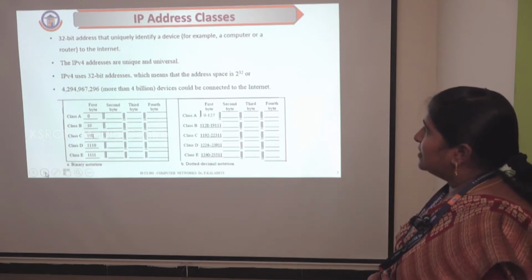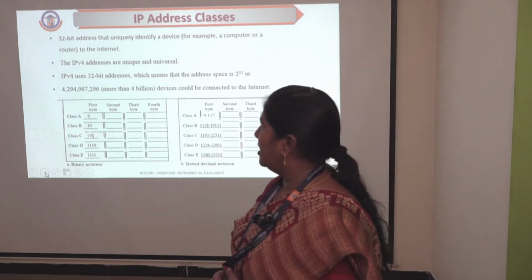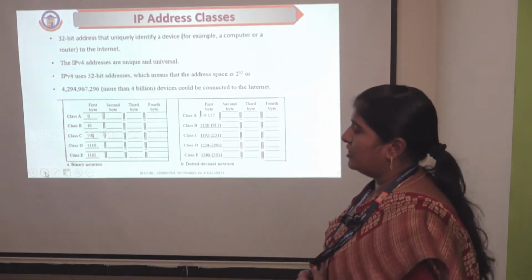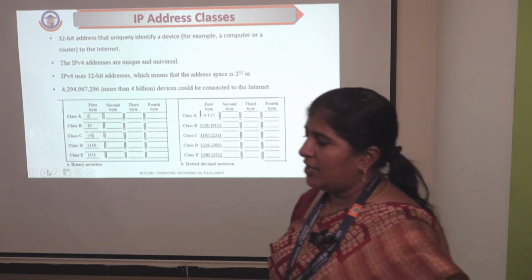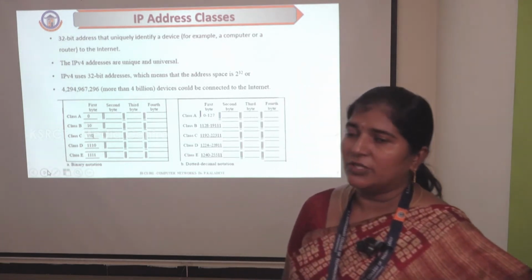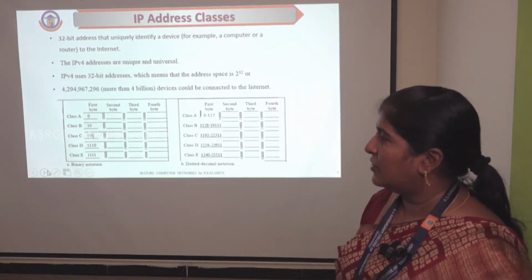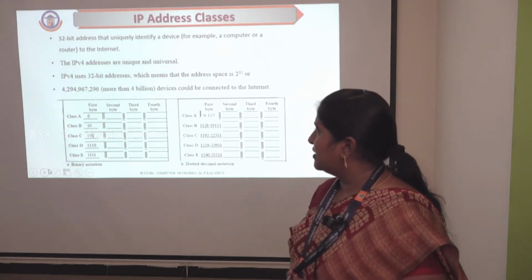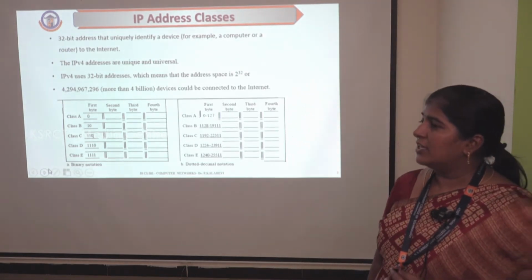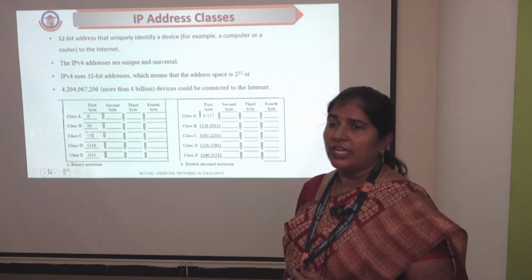So IP addresses uniquely identify devices. An IP address uses 32 bits. Generally, IP addressing uses the concept of classes. This architecture is called classful addressing. In classful addressing, the address space is divided into 5 classes.